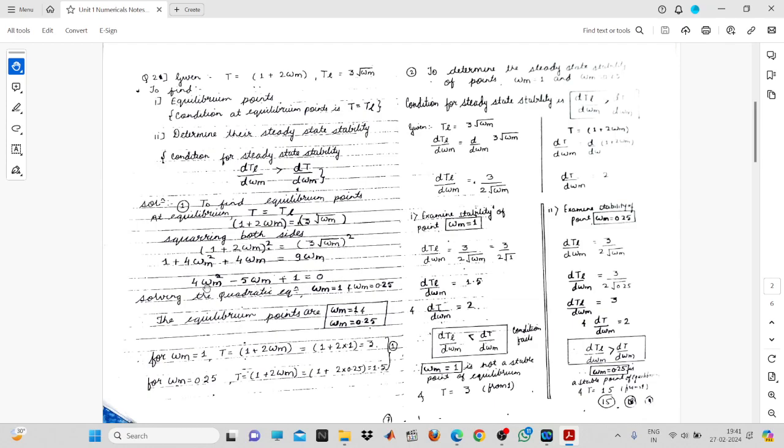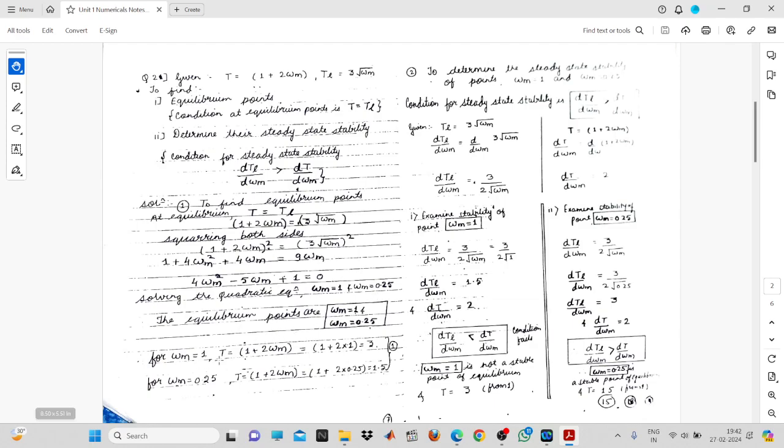Now after squaring, what are you going to have? You are going to have a quadratic equation. So you just have to solve this for 4 omega m square minus 5 omega m plus 1. So you will have to write this minus 5 omega m as minus 4 omega m and minus omega m. If you solve this, you can also use a calculator. So omega m will be equal to 1 and omega m will be equal to 0.25. So you are going to have two equilibrium points.